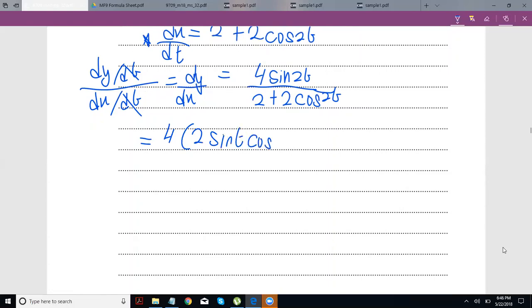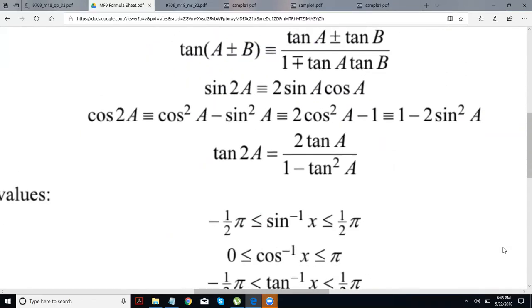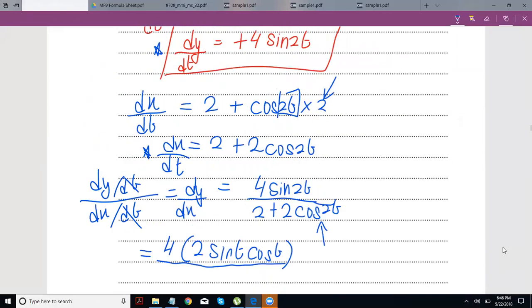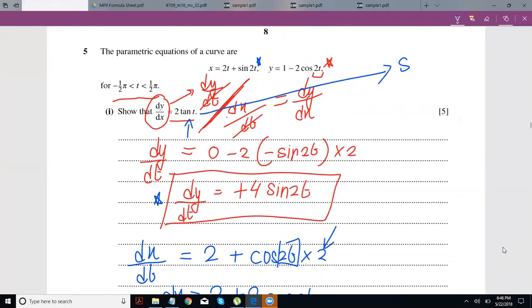Now it's interesting. With cos 2t, you can have a variety of formulas. You can have cos square t minus sine square t, you can have 2 cos square t minus 1, and you can have 1 minus 2 sine square t. How do I know which particular property to use? It's simple. Look at the question, look at what you're trying to achieve. You're trying to achieve 2 tan t, which means for tan you want some form of sine upon some form of cos in order for it to simplify into tan, right?